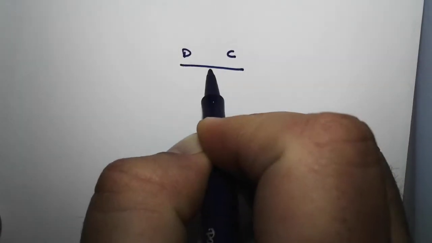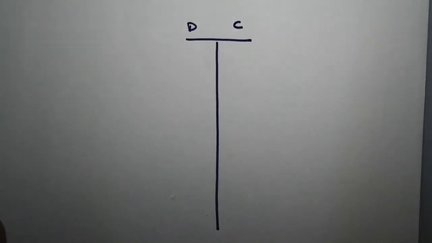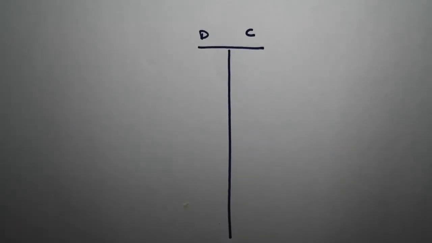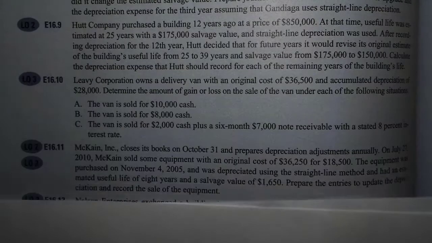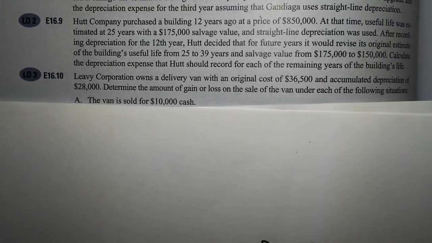All right, so first I want to make a little column here with debits and credits, and then I'll write the account names next to it. The first thing I usually do when I get into a disposition problem is eliminate the book value of the asset, with its historic cost going first, and then getting rid of its accumulated depreciation second. That entails a debit to accumulated depreciation and a credit to the actual asset that we're getting rid of. In this case, we're talking about the delivery van.